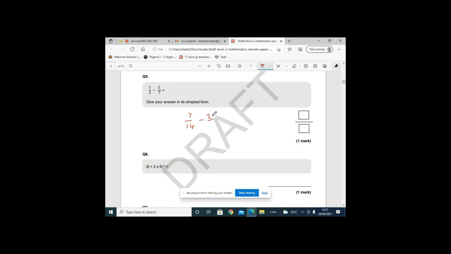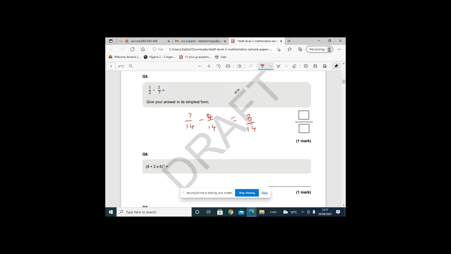Is it 10 over 4? 10 over 4, then you put it to the nearest. So, sorry, hold on a sec. This one becomes 4 over 14. So, 7 minus 4 is what? 3 over 14.